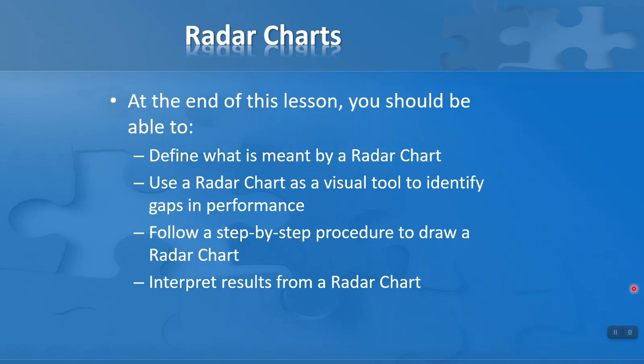So our objectives for this lesson are that at the end of the lesson, you should be able to first of all define what is meant by a radar chart, then use a radar chart as a visual tool to identify gaps in performance. Follow a step-by-step procedure to draw a radar chart, and then finally interpret results from a radar chart.